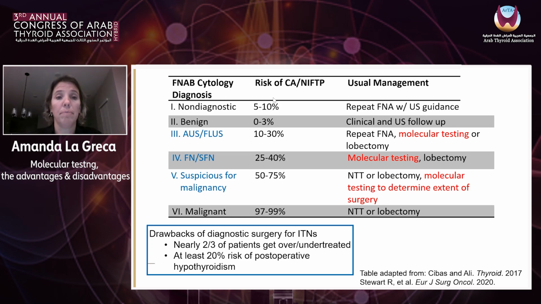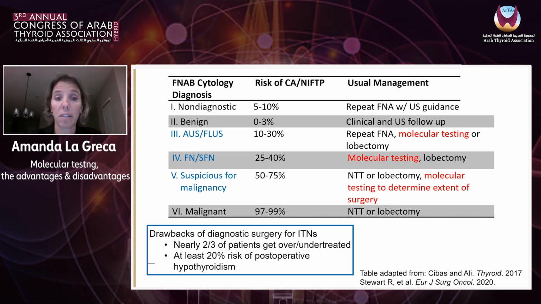The rate of cancer was 5 to 10%, and the usual management was repeat FNA with ultrasound guidance. Bethesda 2 is benign with a rate of malignancy of up to 3%, and clinical and ultrasound follow-up is recommended. Bethesda 3 AUS/FLUS has a risk of cancer that depends on the prevalence of malignancy of the institution. The risk of cancer is 10 to 30%, and the usual management is repeat FNA, or perform molecular testing, or perform diagnostic thyroid lobectomy.